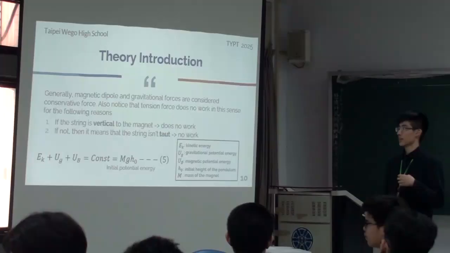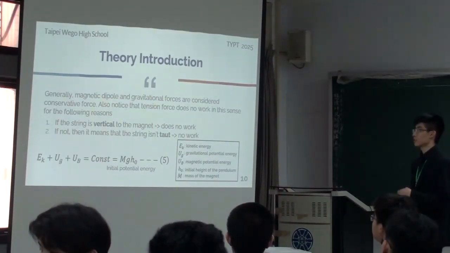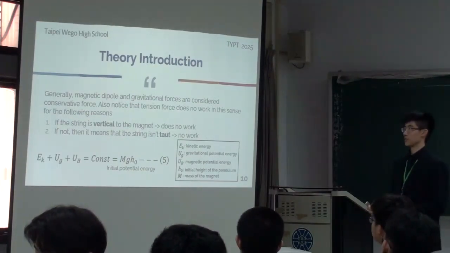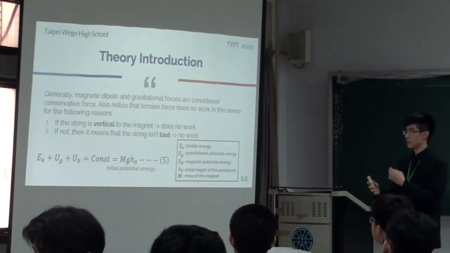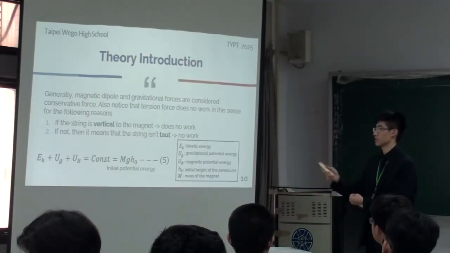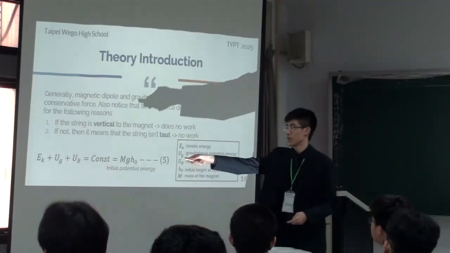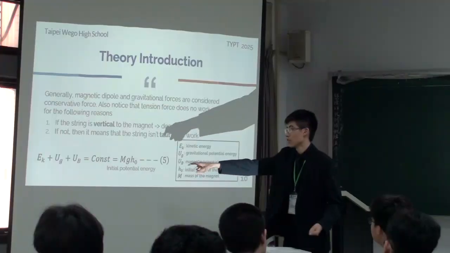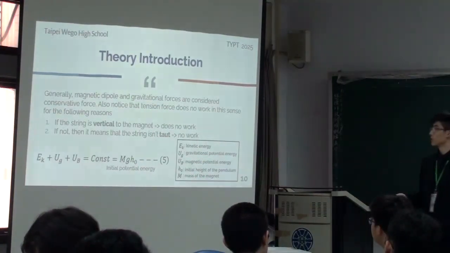Generally, magnetic dipole and gravitational forces are considered conservative forces. Also notice that the tension force does no work in this sense, for the following reasons. If the string is perpendicular to the motion, it obviously does no work. If not, the string isn't taut, and it also does no work. So we have this equation of energy conservation, where the kinetic energy plus the potential energy is a constant, which equals the initial potential energy.